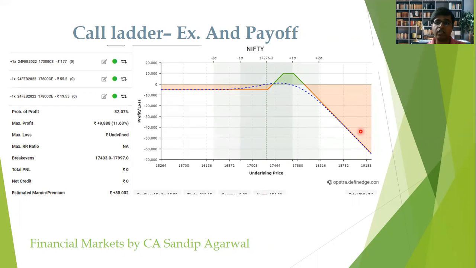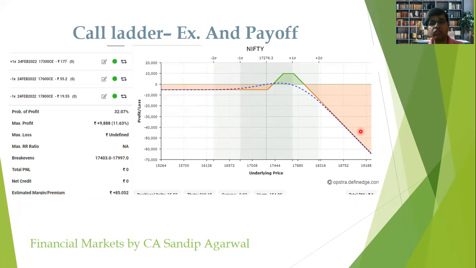So this strategy is used only when the person wants to reduce the cost of the strategy as well as reduce his risk. So the call ladder is slightly less risky as compared to the call ratio spread. If the person wants to play safe, then the person can go only into the bull call spread and not touch the call ratio spread and the call ladder.